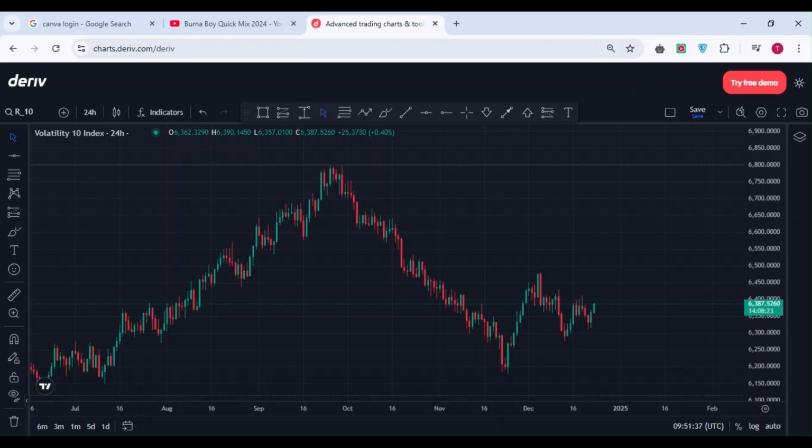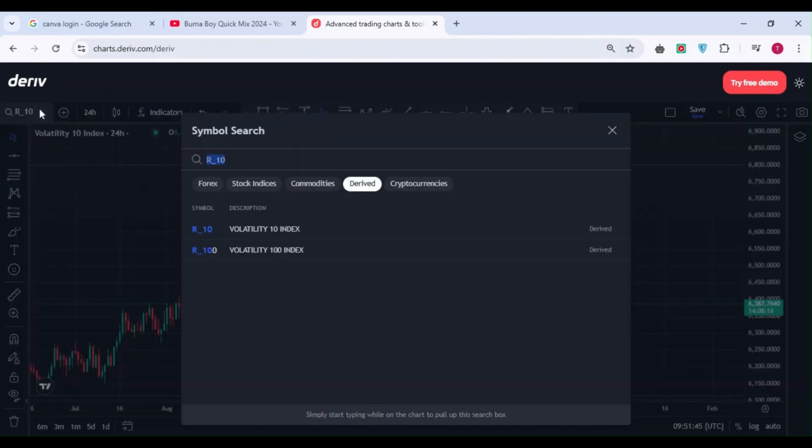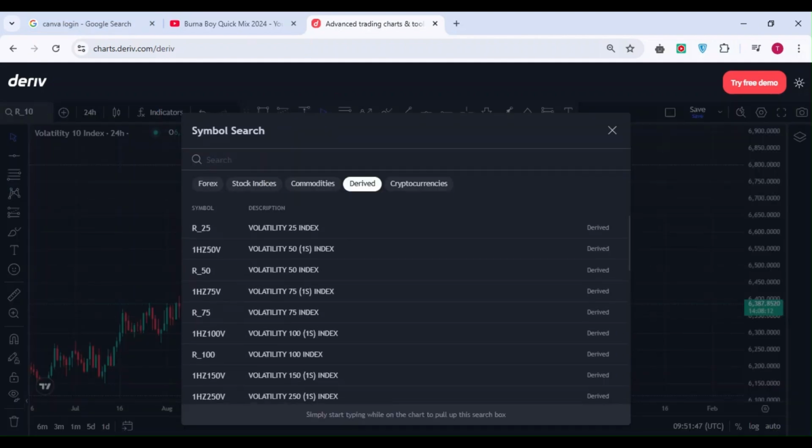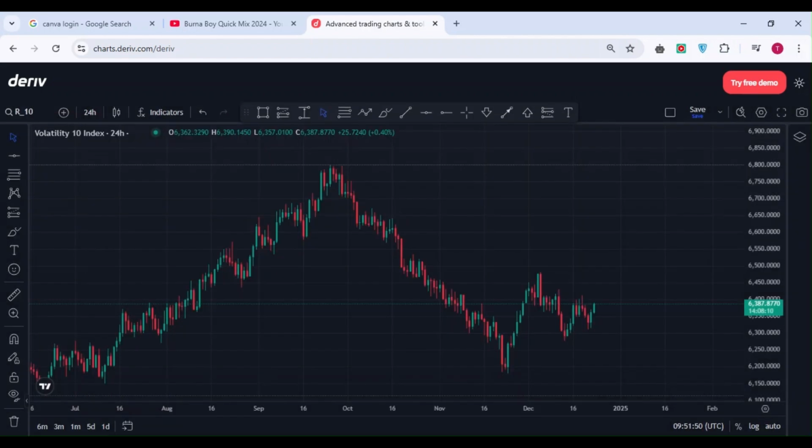Today I will be explaining step by step how I do my analysis on volatility markets. So like here, this is volatility 10 index. When you come, you just choose any volatility. Let's start with this volatility 10 index, and after we choose our volatility like that, you can see I'm on the 24 hours.